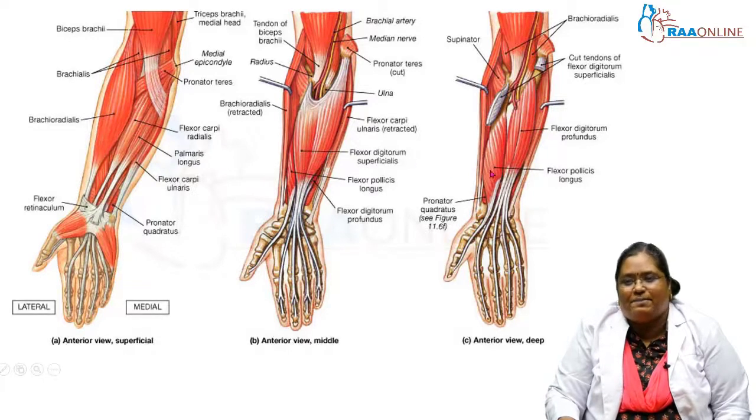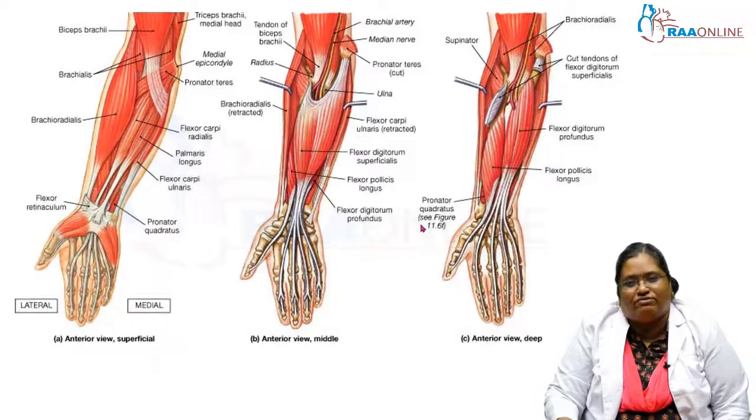And next, the deeper muscles: we have the flexor digitorum profundus, the flexor pollicis longus and, look at this, you can see here the pronator quadratus. Even in this picture, you can see the pronator quadratus. So these are the 8 muscles of the flexor compartment of the forearm. Now we'll see the origin, insertion and action of these muscles.